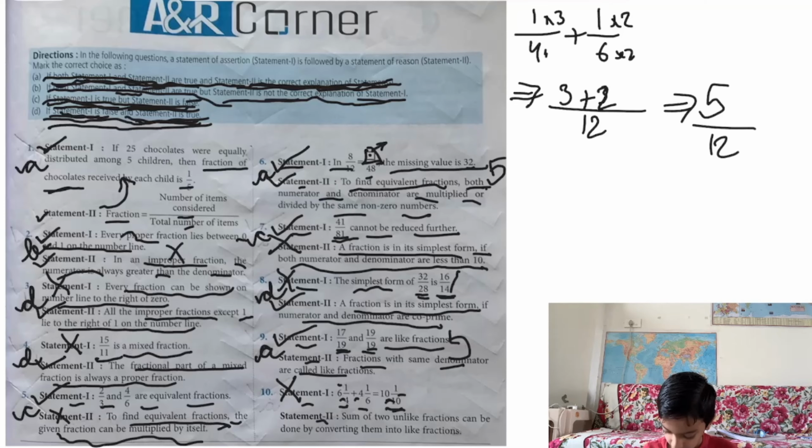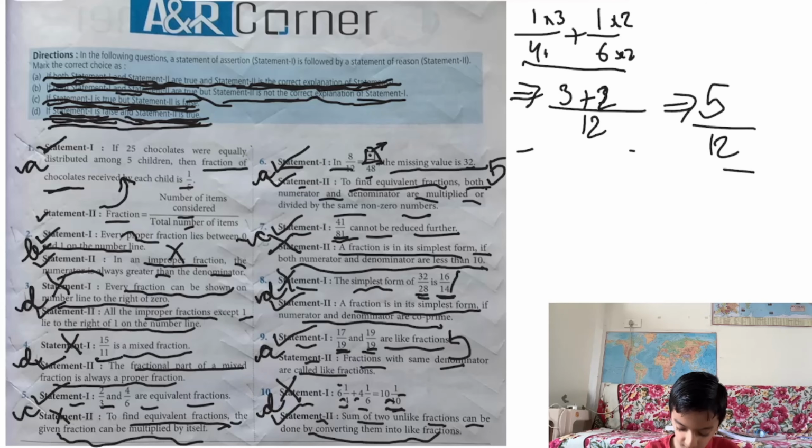Statement 2. Sum of two unlike fractions can be done by converting them into like fractions. This is true because here we just did this method. Here these are unlike fractions. We converted these into like fractions by taking their LCM and then added them. So statement 2 is true. So the correct answer of question 10 is option D, which is if statement 1 is false and statement 2 is true. That's all for this video.